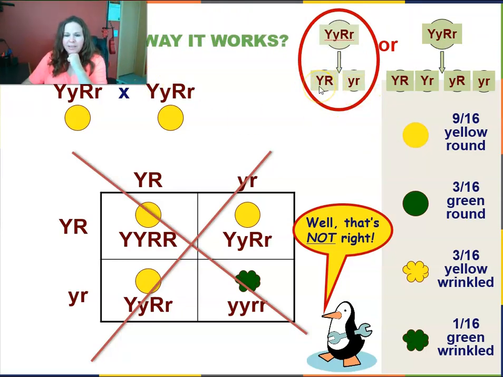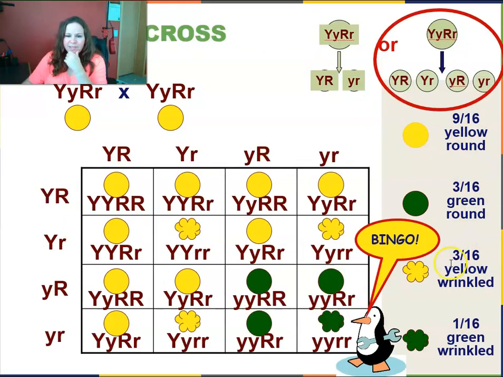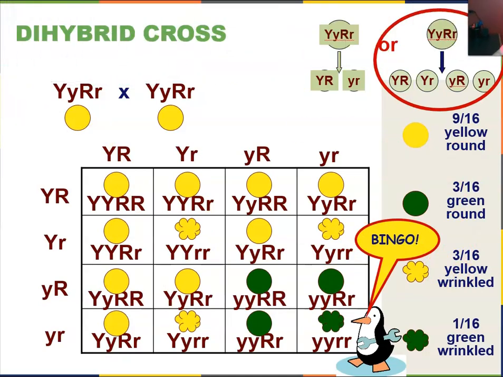So we're not just getting yellow round and wrinkled green. We're getting this over here. We're getting more of a mix where the traits mix up. So this is what a dihybrid cross looks like.